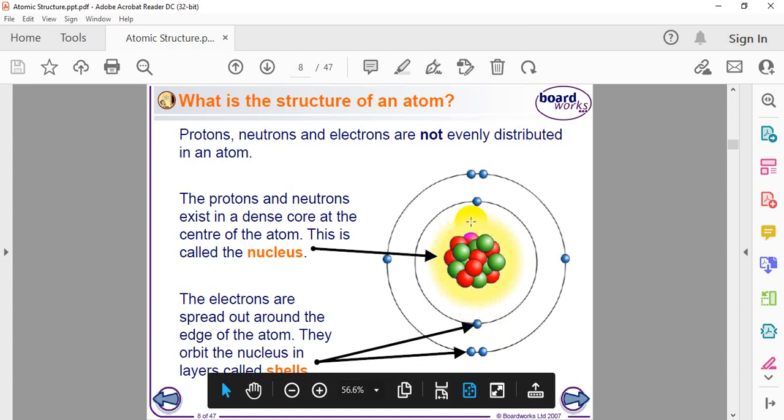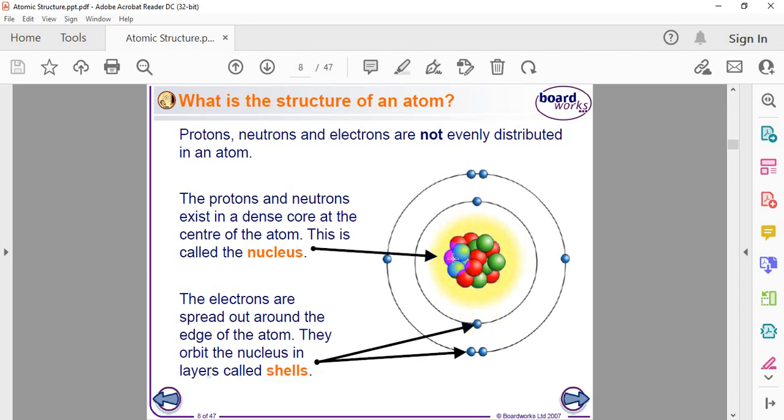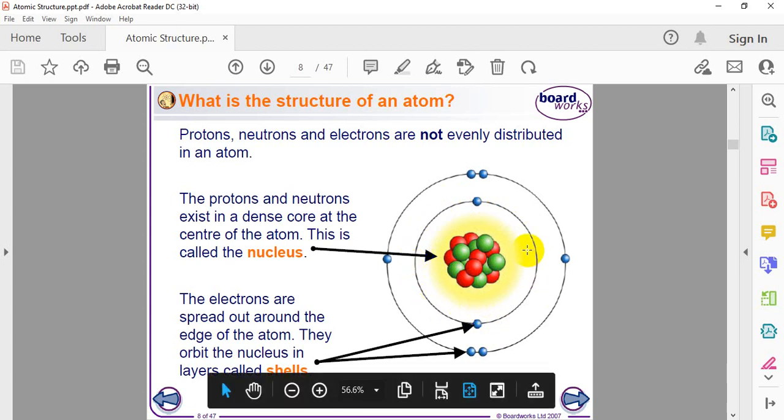So this is the nucleus containing protons and neutrons. The protons are the red colored balls and the neutrons are the green colored balls. Then there is a shell around it. This is one shell, this is another shell.